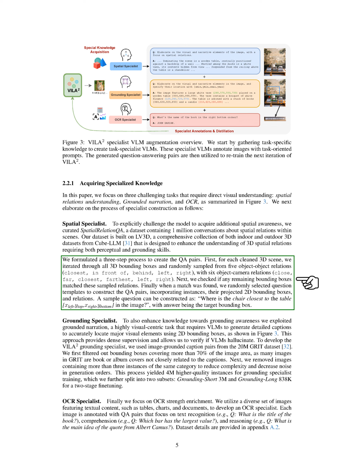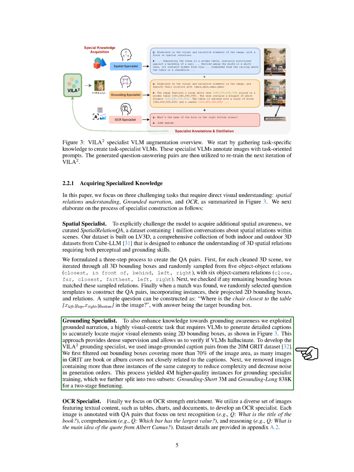Section: Grounding Specialist. In this section, we focus on enhancing grounding awareness through a method called grounded narration. This task is very visual and requires visual language models, VLMs, to create detailed captions that help locate important visual elements using 2-dimensional bounding boxes. This method gives us thorough supervision and helps us check if the VLMs are generating accurate information or hallucinating.